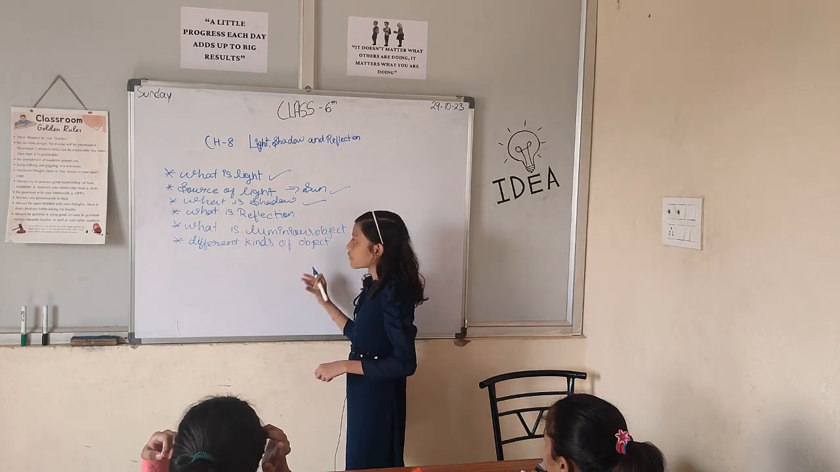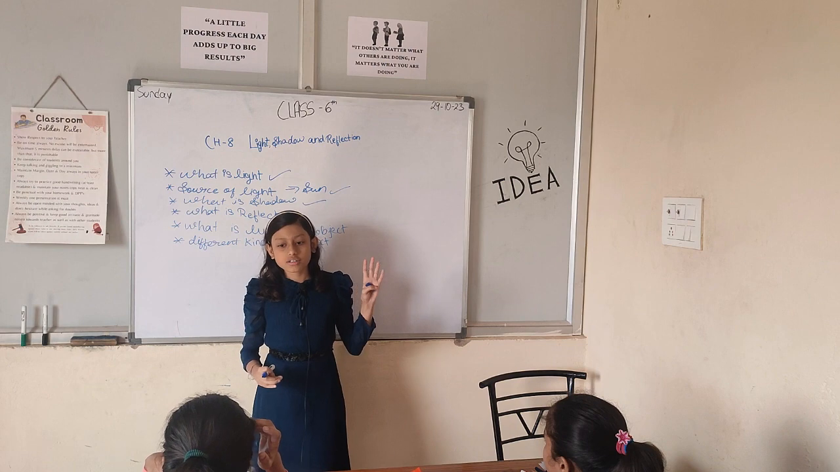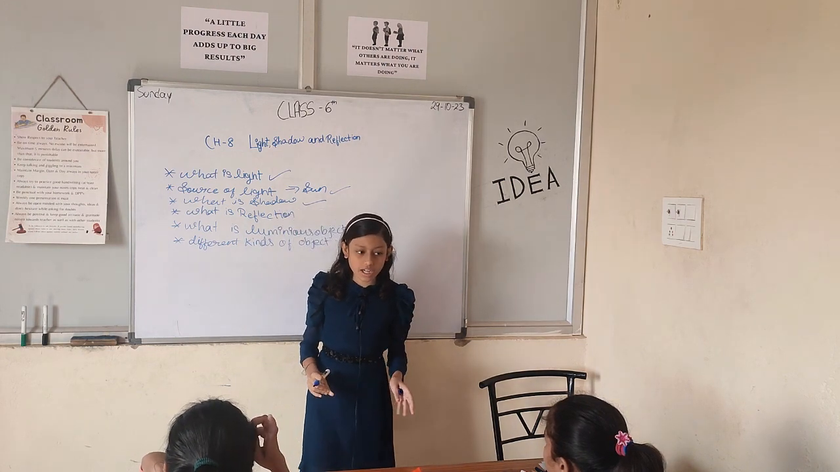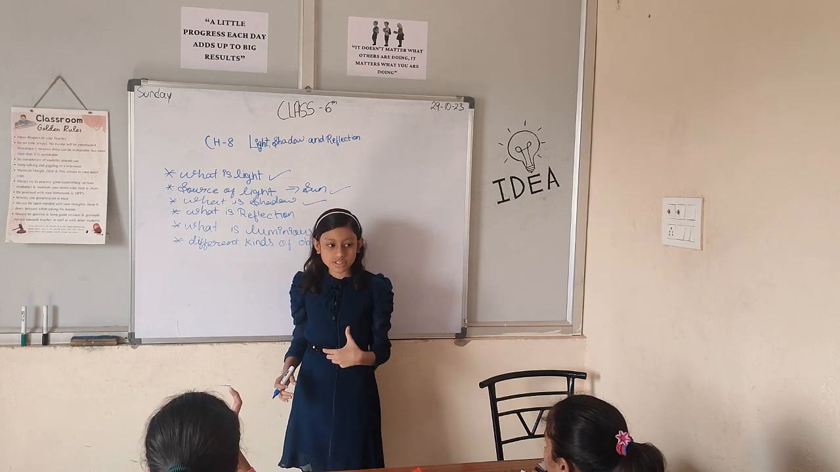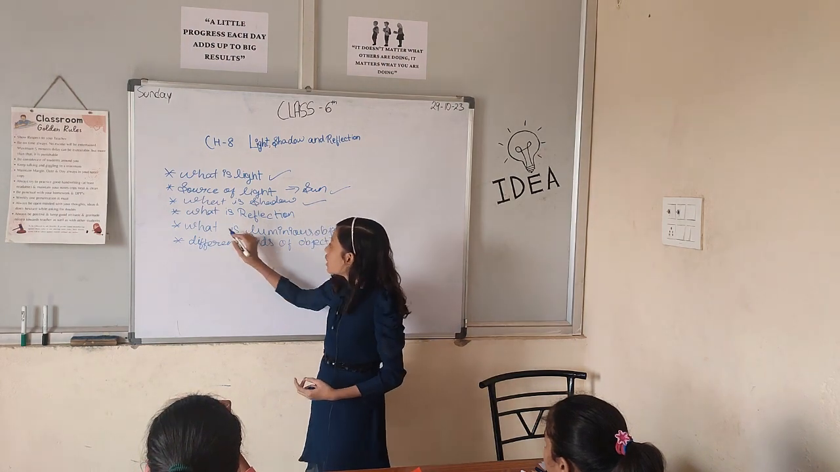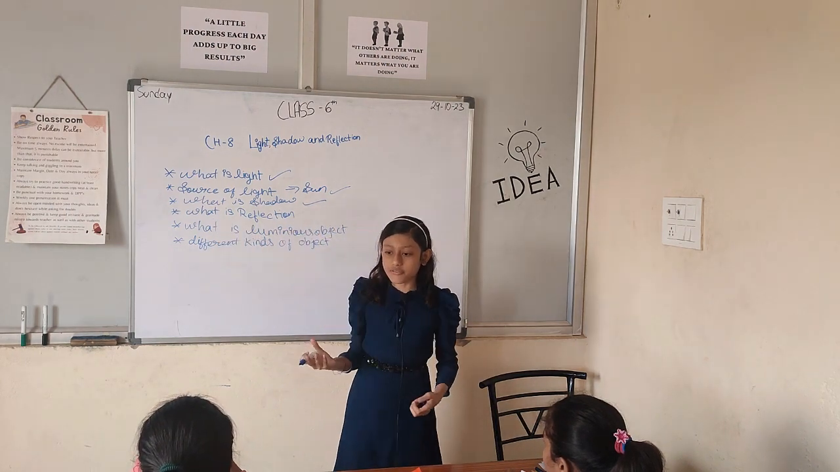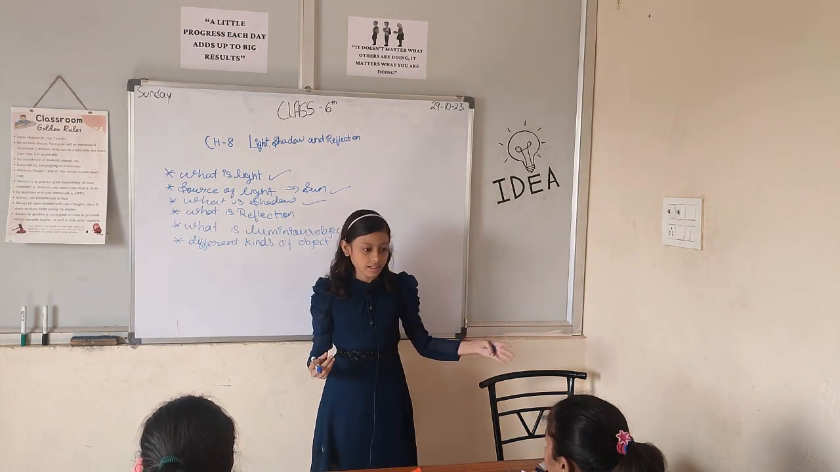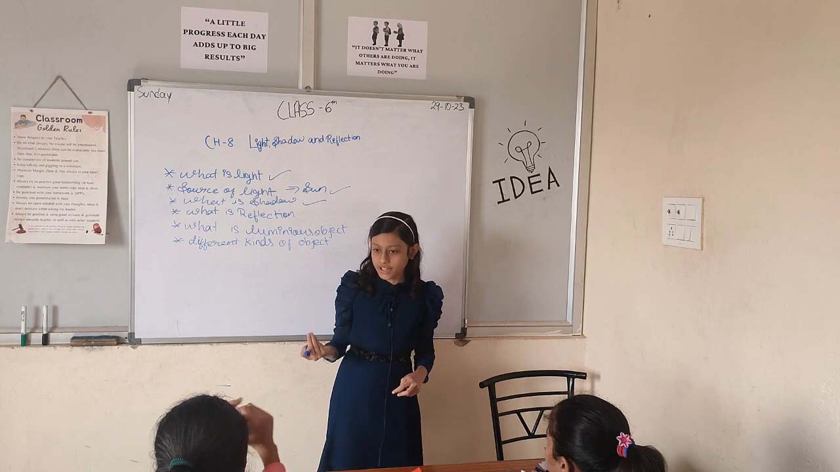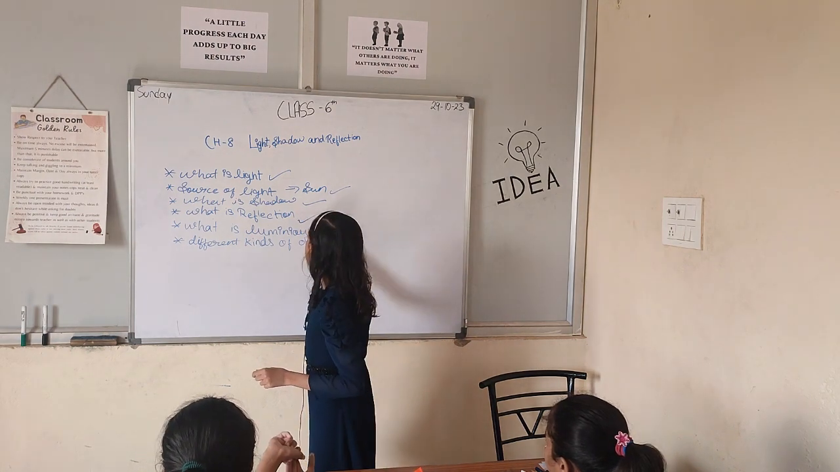So what is reflection? Reflection is a phenomenon where the light, or the image, bounces and comes back. This phenomenon is known as reflection. For example, when you look at yourself in the mirror, you can see your reflection clearly. This is known as reflection.